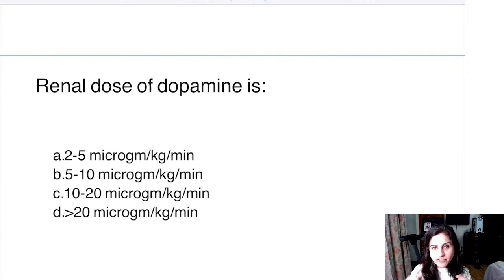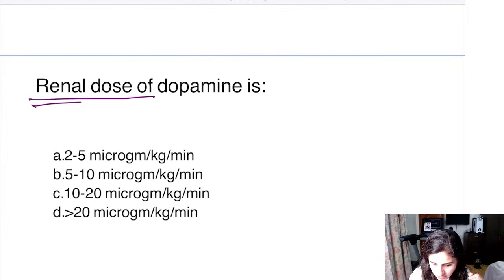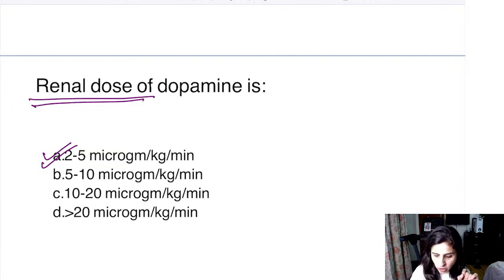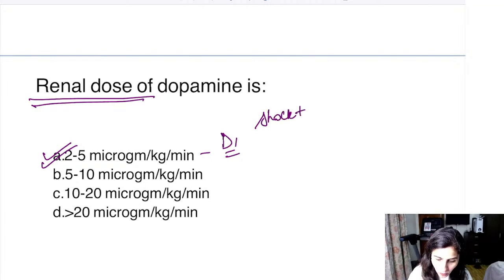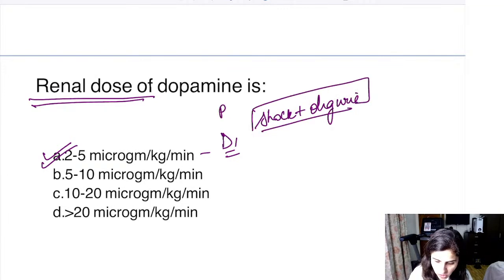So dopamine, if given in low doses, has an effect on the renal blood vessels. The low dose is your first, 2 to 5 micrograms per kg per minute. Okay? Because it acts on what receptors? Dopamine 1 receptors in the renal vasculature. So it will lead to vasodilatation and enhance the GFR. So it is used for patients of shock with oliguria, decreased urine. It is used for the treatment of patients who have shock along with oliguria.